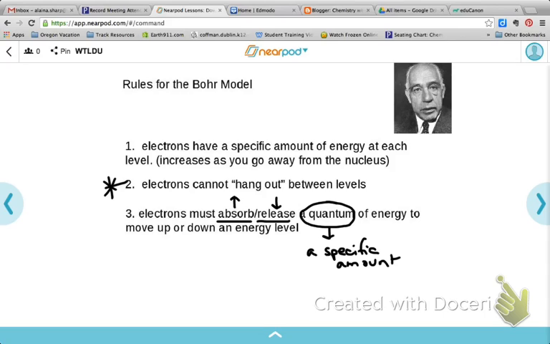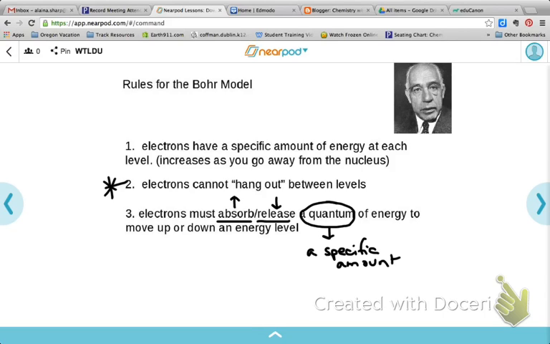So he said, electrons have a specific amount of energy at each energy level. They got to be in an energy level. They can't hang out in between. And then if they need to move around, in order to move around, they're going to either absorb quantums to move up energy levels, or they're going to release quantums to move down energy levels.